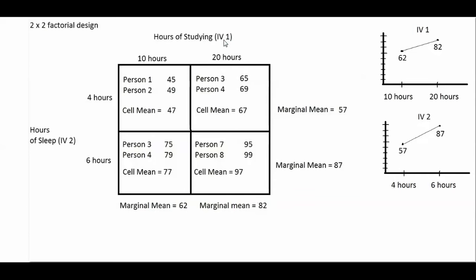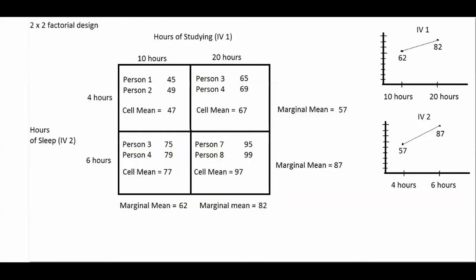What we can see here is that the effect of IB1 doesn't depend on the level of IB2, and the effect of IB2 also doesn't depend on the level of IB1. That means that there's no interaction between these two independent variables. If we make a graph, we can see that there's no interaction.